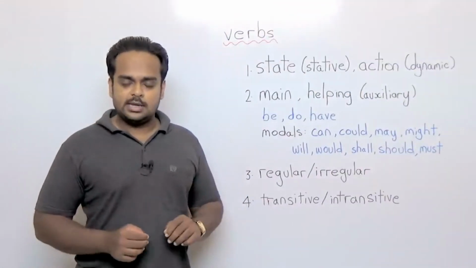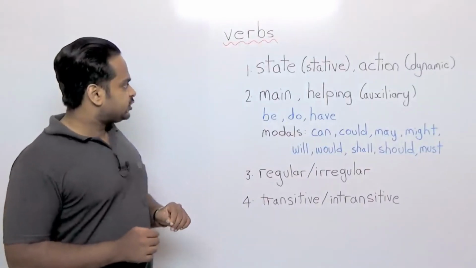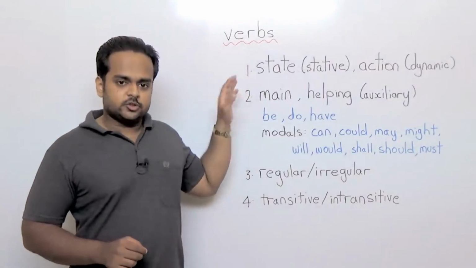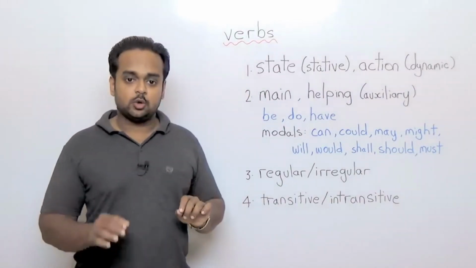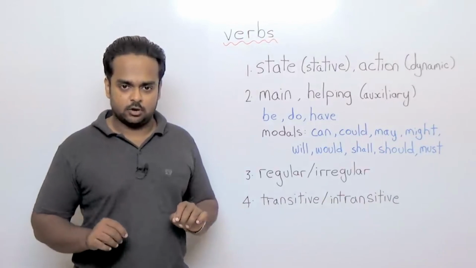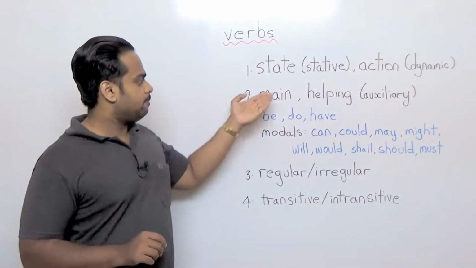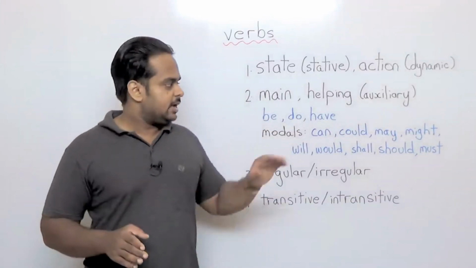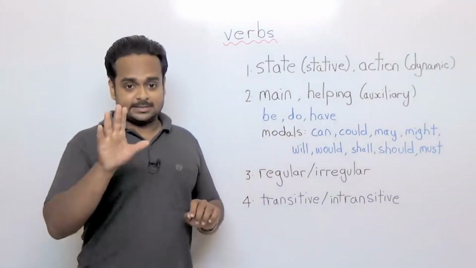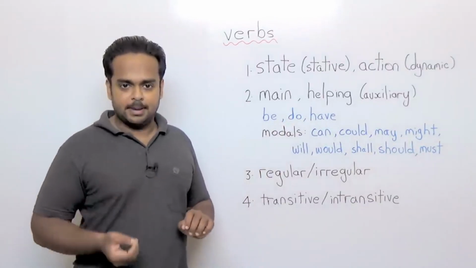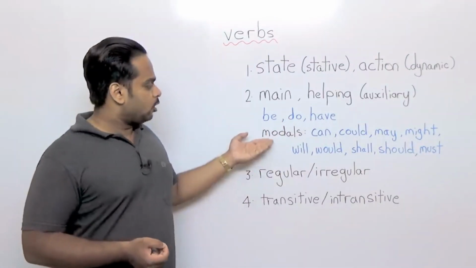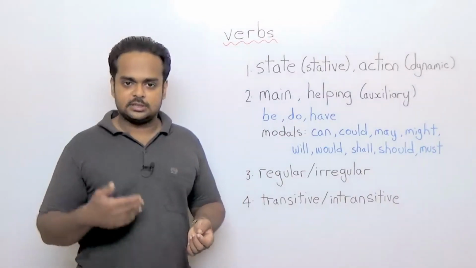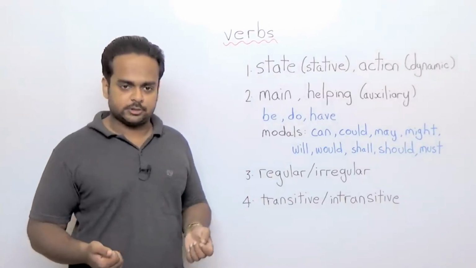Okay, let's now quickly recap what we've learned today. We started with state and action verbs. Remember that state verbs show situations and you don't use ing forms with state verbs. Then we spoke about main and helping verbs. Be, do, and have are the most important helping or auxiliary verbs, but sometimes they can be used as main verbs in a sentence. Modals are another type of helping verb, and they help us to show mood. That's things like possibility, ability, permission.